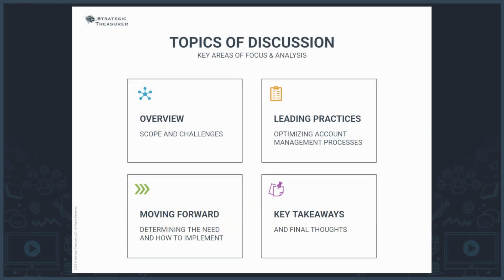So today we'll be talking about bank account management and portal management. We're going to go over the scope and challenges. We're going to review some leading practices on how to optimize account management processes. We'll discuss how to determine the need and when to implement a bank account management system. And then we'll be discussing key takeaways and final thoughts.